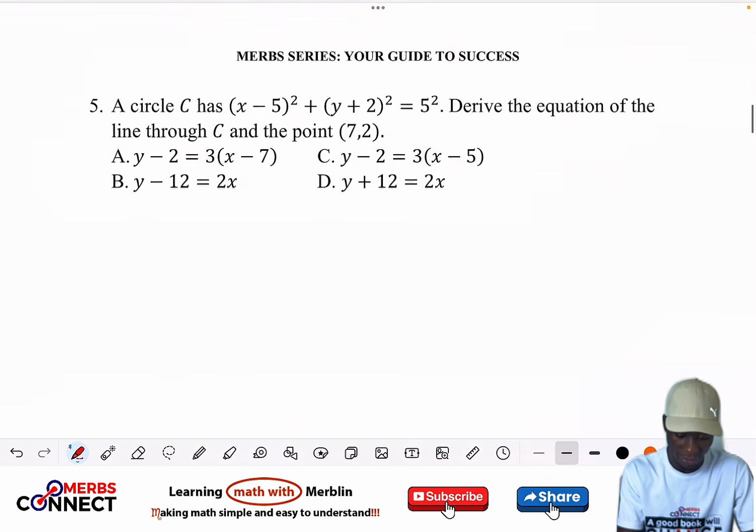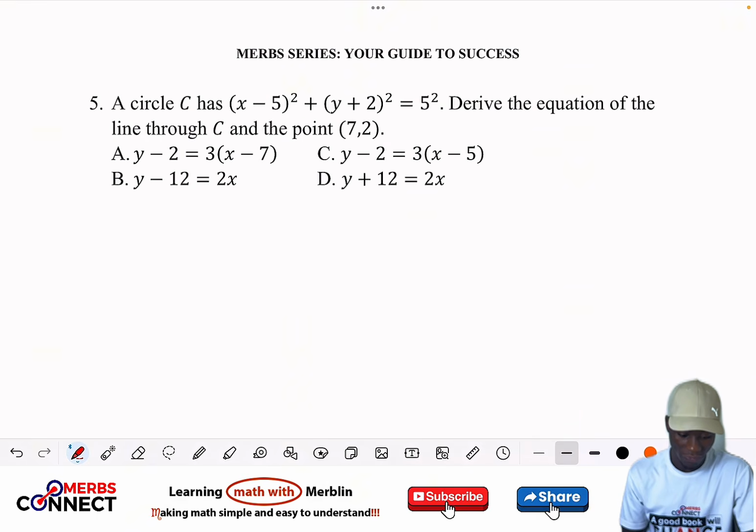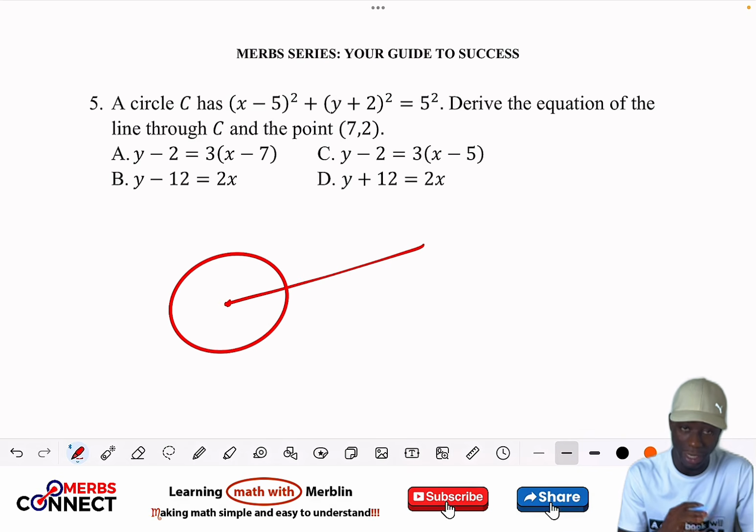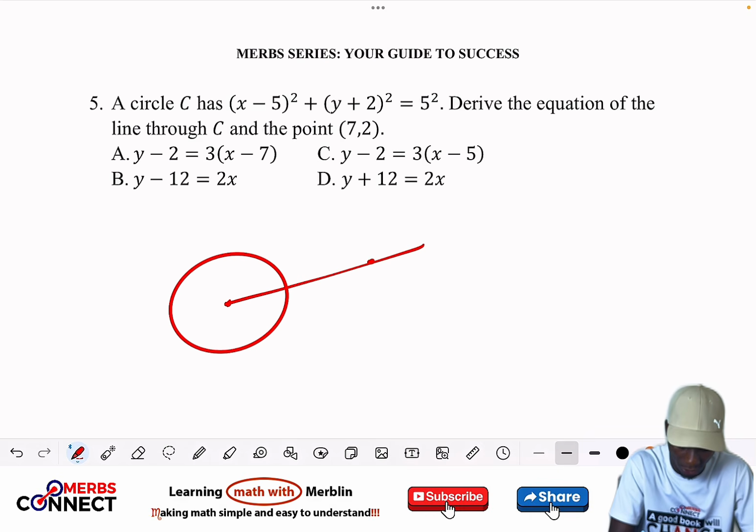Now let's look at question 5. So question 5.2, we want to find the equation of the line through the center and then the point. So we have a circle here, and we want to find the equation of the line which passes through the center and the point. Your point can be anywhere. It can be inside, it can be on, or it can be outside the circle. We don't know, so I can just leave the point here.